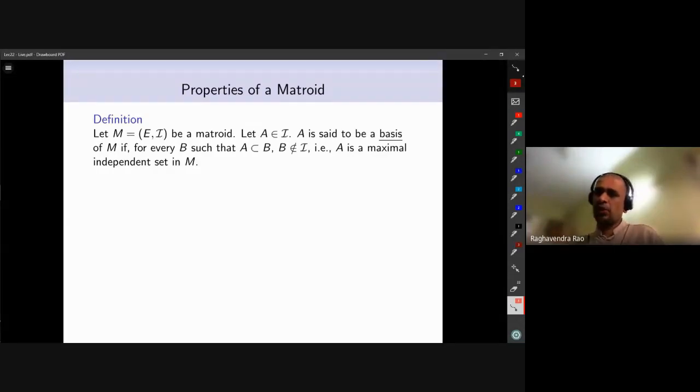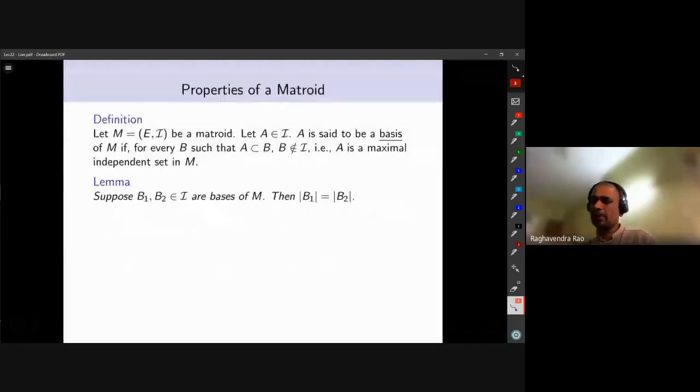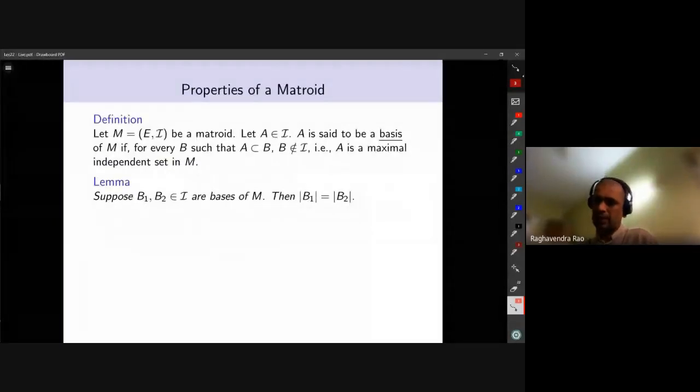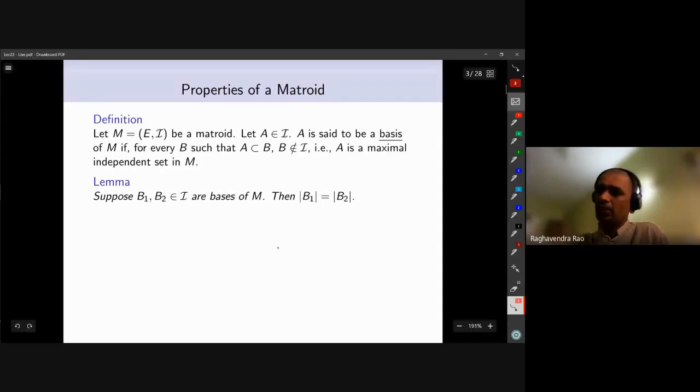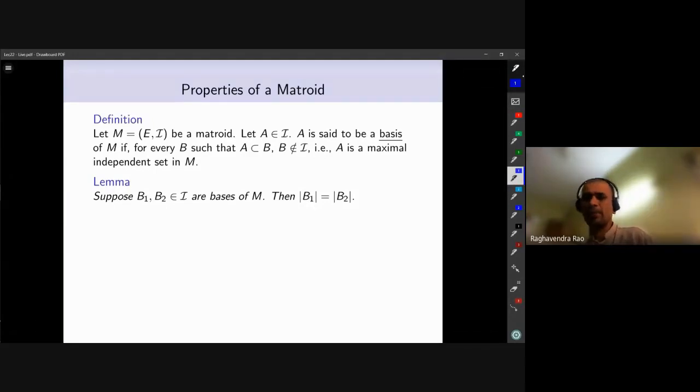Okay, so we look at an important property which we saw towards the end of yesterday's lecture. If you take any two bases, that is maximal independent sets in a matroid, then their cardinality should be the same. This is a very simple argument. It just follows from the exchange axiom of matroids, that is I3. So let's quickly prove it.